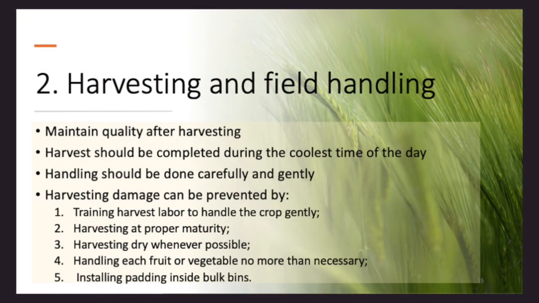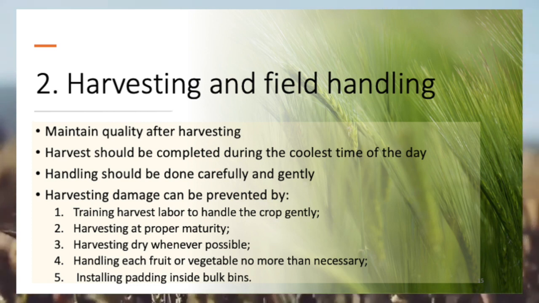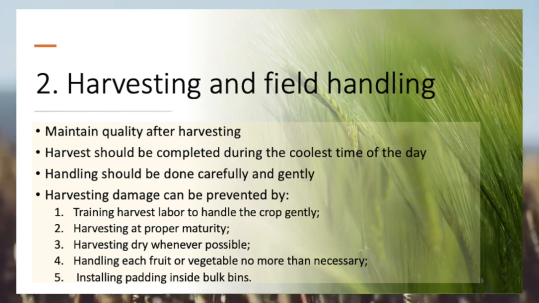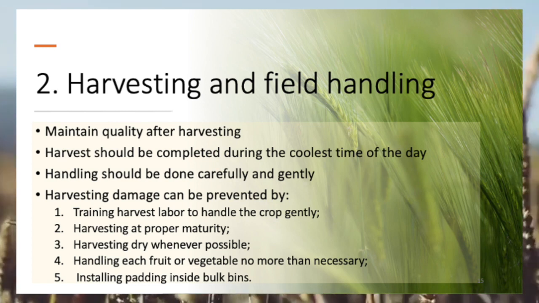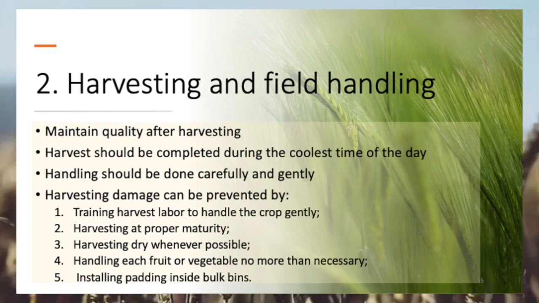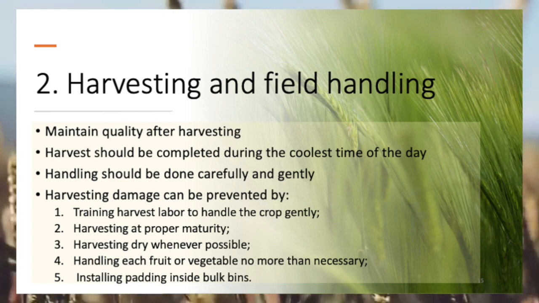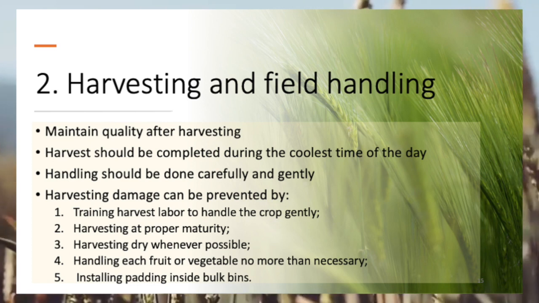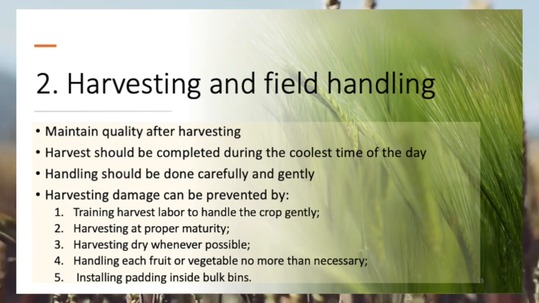Secondly, harvesting and field handling. Quality cannot be improved after harvest but can only be maintained. Therefore, it is necessary to harvest fruit and vegetables at the appropriate stage and size. Harvest should be completed during the coolest time of the day, usually early in the morning, and the produce should be kept shaded in the field. Handling should be done with care and gentleness, where the crops intended for storage should be as free as possible from spots, decay, and other deterioration.